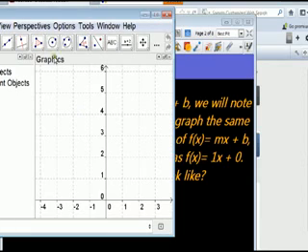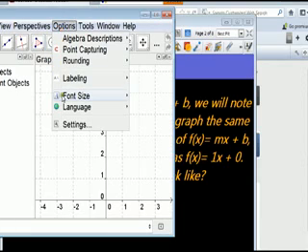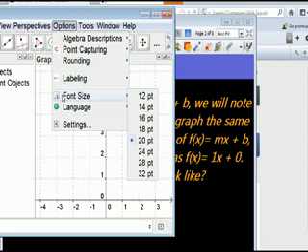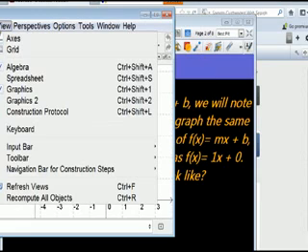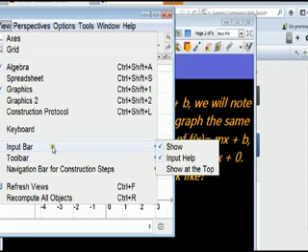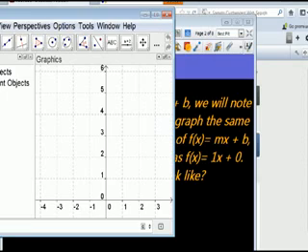So we'll open up GeoGebra. In our options, we want to have the font size at 20 and we want the rounding to be at 2 decimal places. We want a view and we want to have axes, a grid, algebra, graphics, and our input bar needs to show. So we're ready to go.